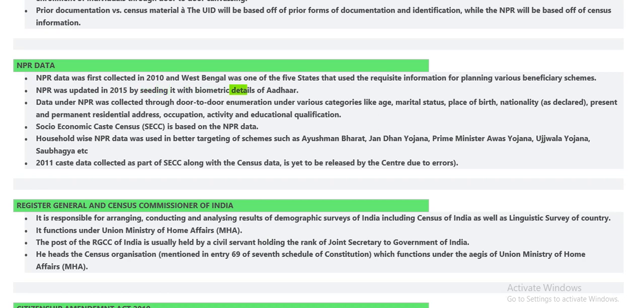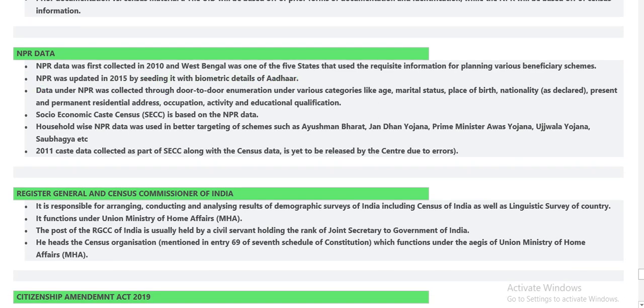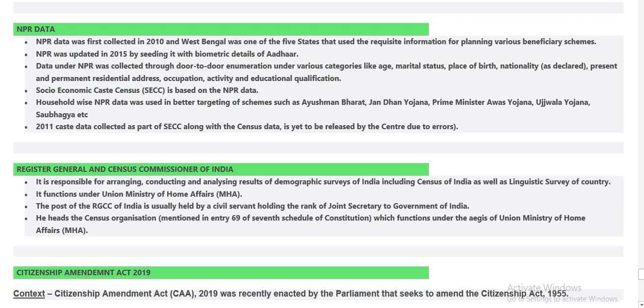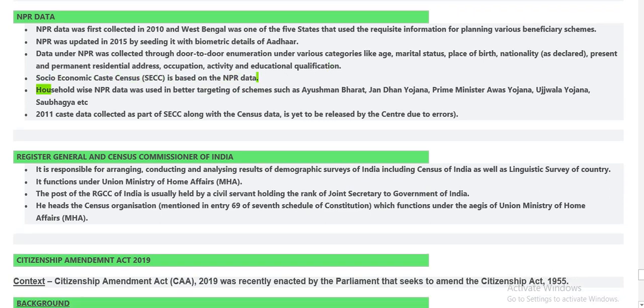NPR data was first collected in 2010, and West Bengal was one of the 5 states that used the requisite information for planning various beneficiary schemes. NPR was updated in 2015 by seeding it with biometric details of Aadhaar. Data under NPR was collected through door-to-door enumeration under various categories like age, marital status, place of birth, nationality, as declared, present and permanent residential address, occupation, activity and educational qualification.